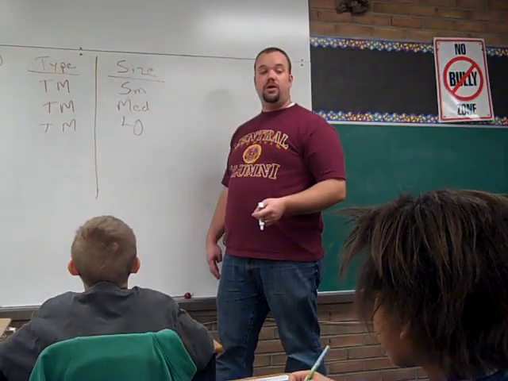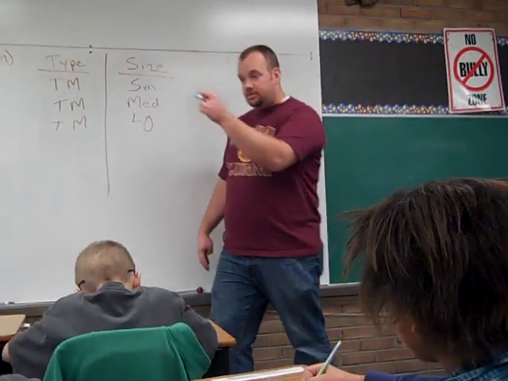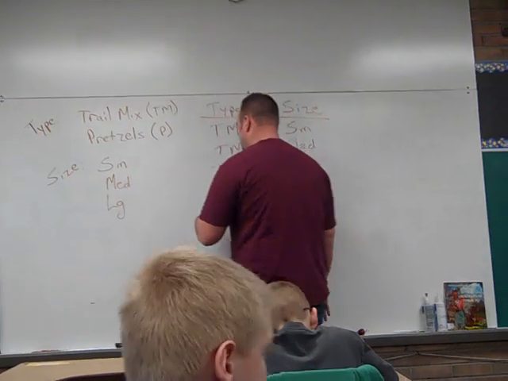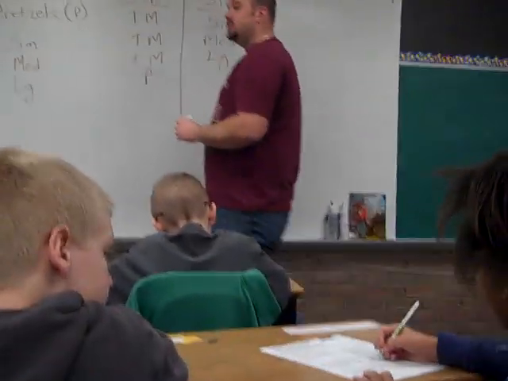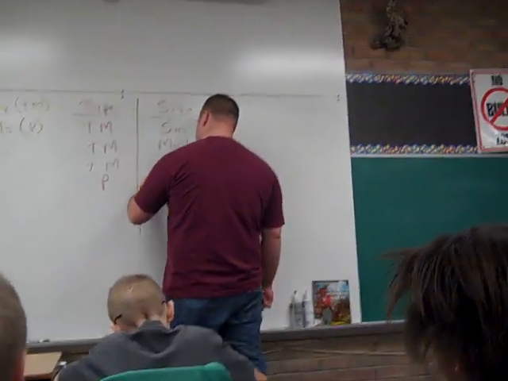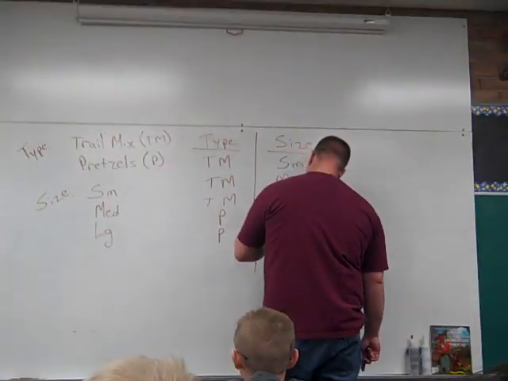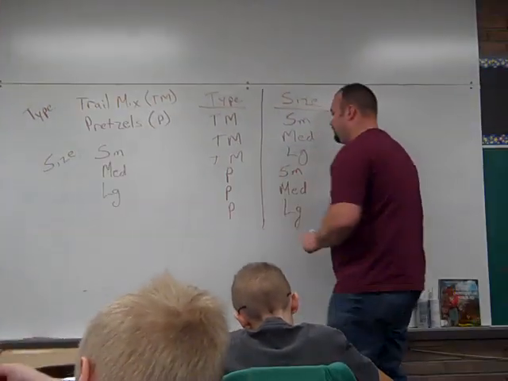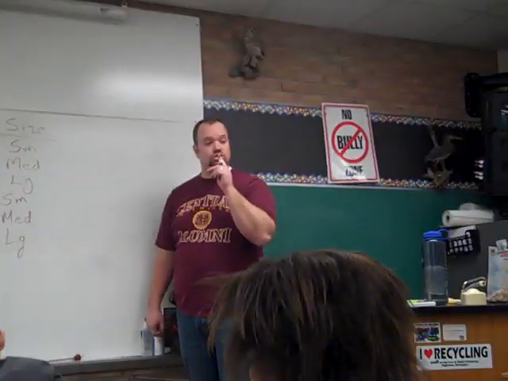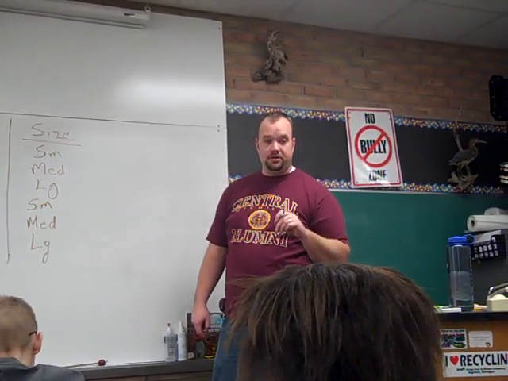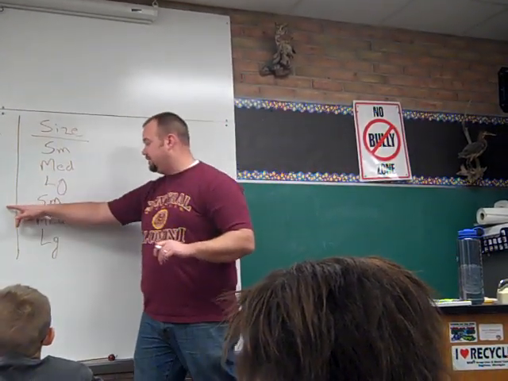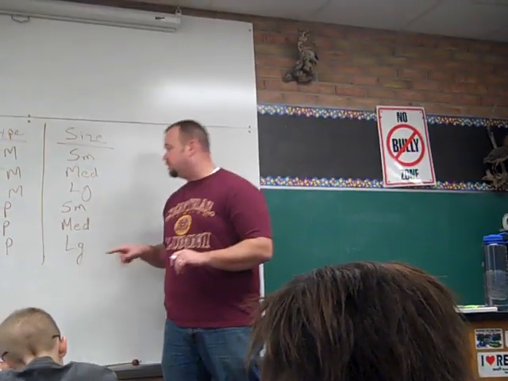All right, next up. What is our other thing we can choose from? Pretzels. So I'm going to abbreviate those just with the letter P. Okay, so we got pretzels: small, medium, large. When you're done, I want this copied down. All right, so we got trail mix small, medium, large. Pretzels, small, medium, large.